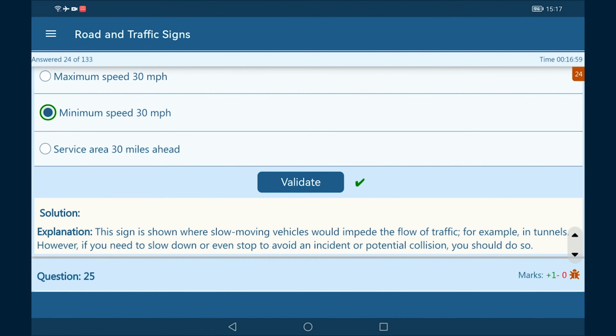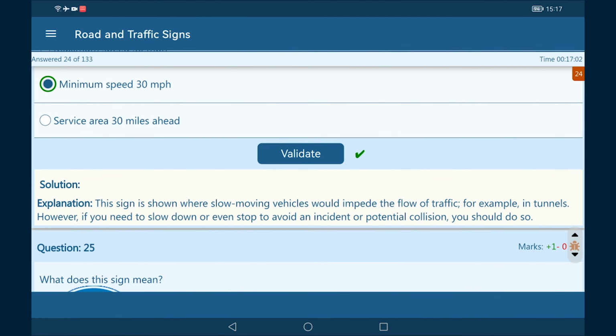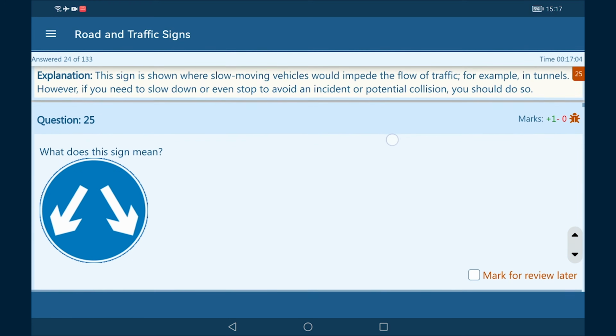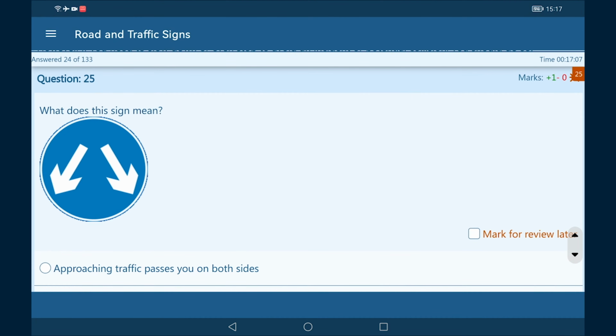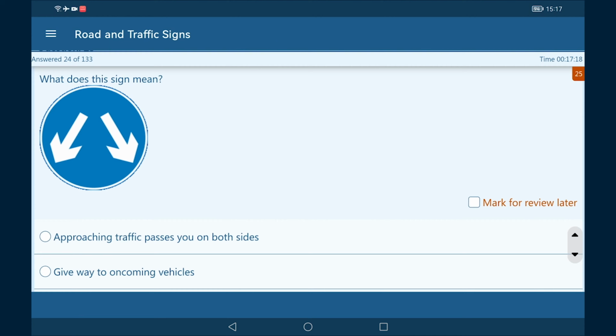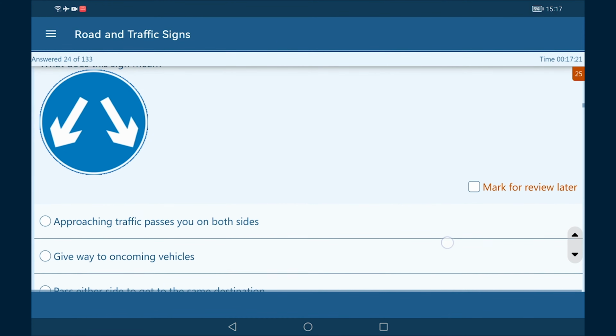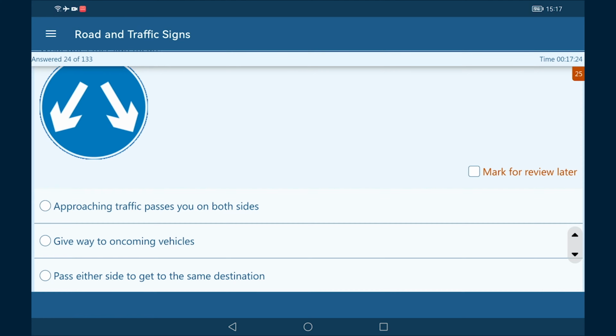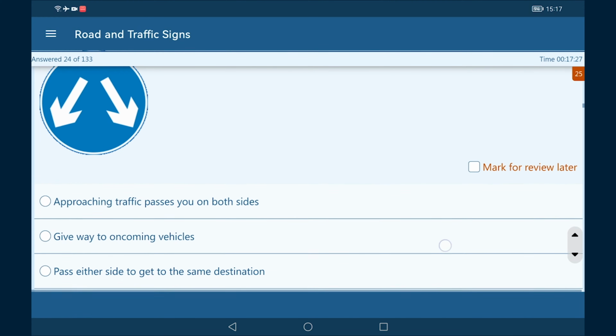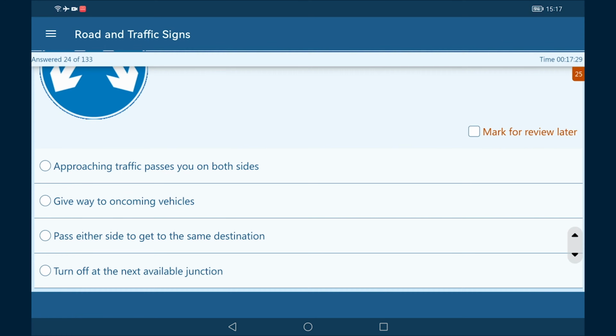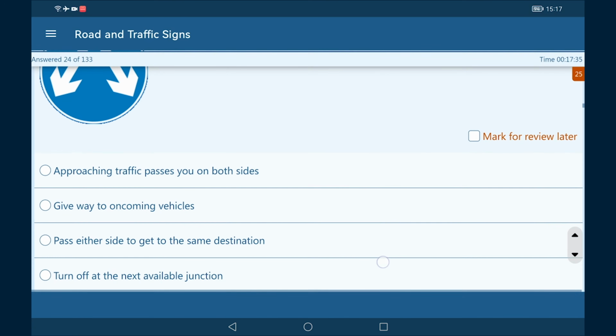However, if you need to slow down or even stop to avoid an incident or potential collision, you should do so. Question 25. What does this sign mean? Option 1. Approaching traffic passes you on both sides. Option 2. Give way to oncoming vehicles. Option 3. Pass either side to get to the same destination. Option 4. Turn off at the next available junction. The correct answer is Option 3, that is, pass either side to get to the same destination.